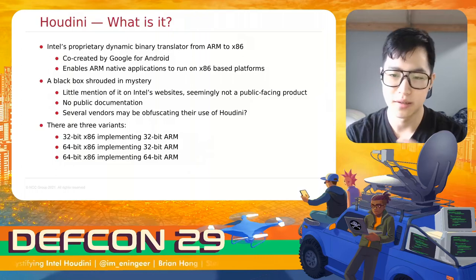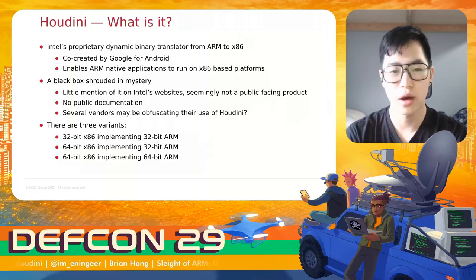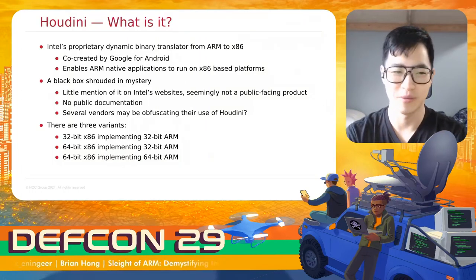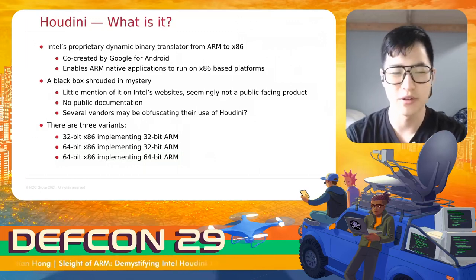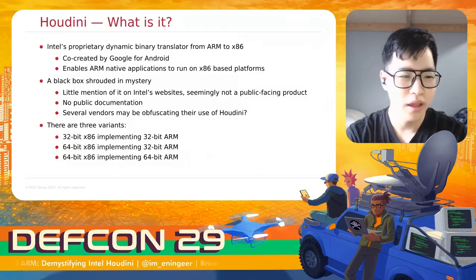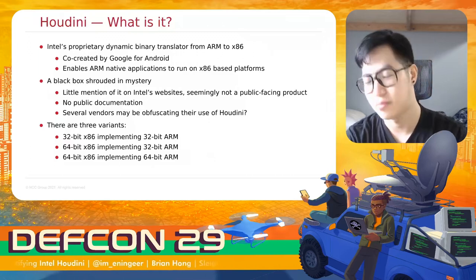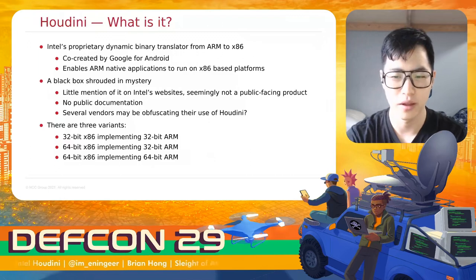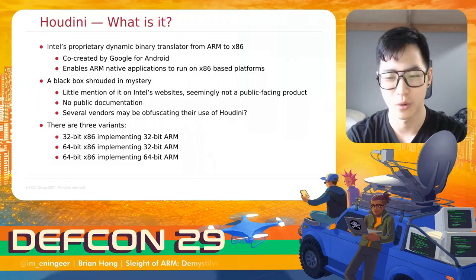Houdini is this mysterious little black box. We don't know how it works, and there doesn't seem to be any documentation on it. It's possible some vendors may be trying to hide that they're using it. We'll get to that as well. And there are three variants: 32-bit x86 implementing 32-bit ARM, 64-bit x86 implementing 32-bit ARM, and 64-bit x86 implementing 64-bit ARM.